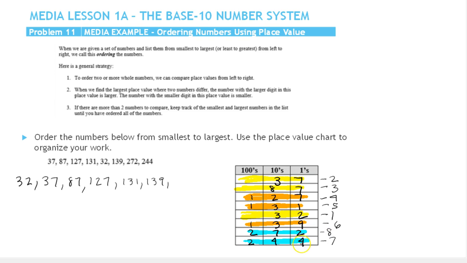Okay. Notice the number in the ones place for 244 is larger than the number in the ones place for 272. But that doesn't matter when we're ordering these numbers, since the first place value where they differ from left to right is what matters, and there 272 has a larger number. So that's all that matters. And we have 244 and 272. And now we've listed them from smallest to greatest.